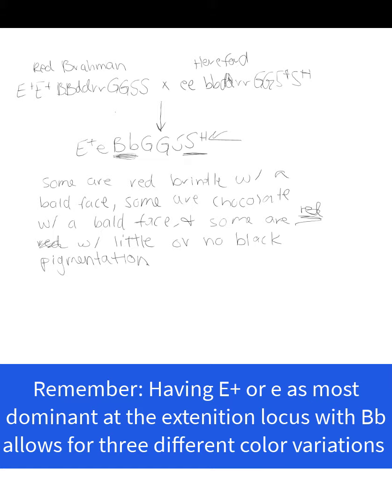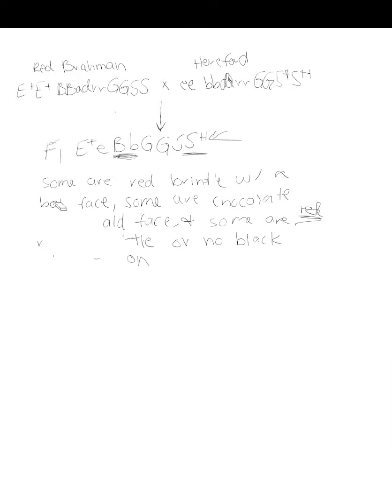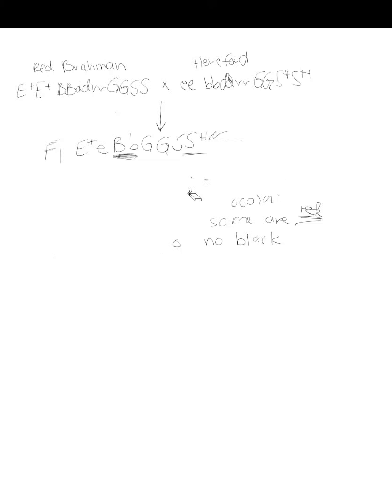So now let's do like we did for our last example and cross our F1s together. Or actually for this one, let's cross our F1 here with an Angus bull. So let me erase some of this so we have room. Okay, so we're going to cross it with our Angus bull.